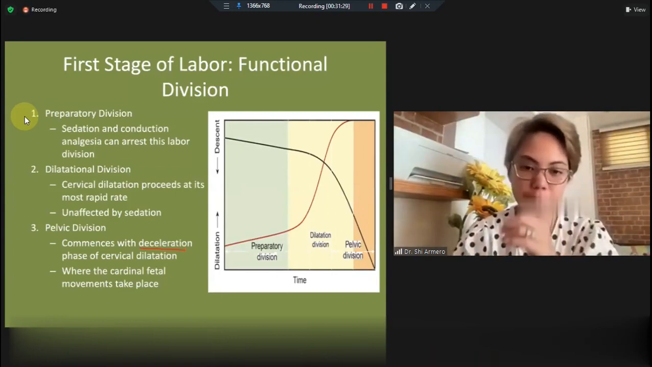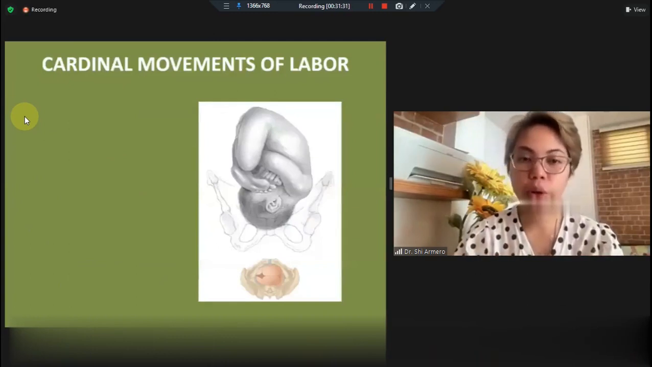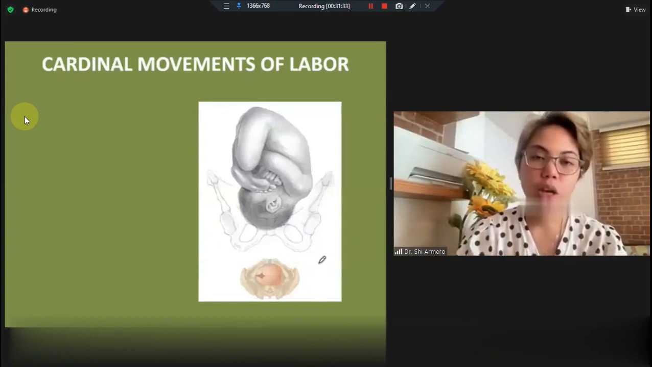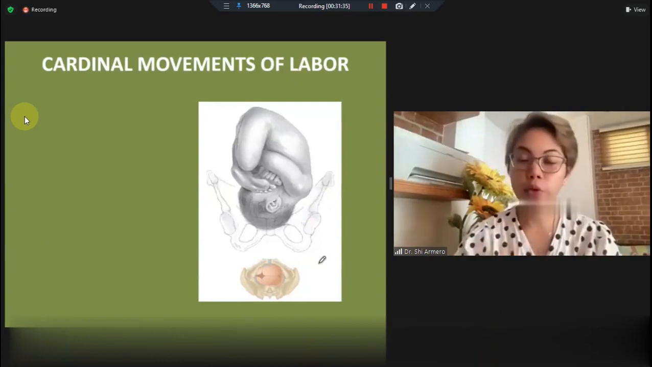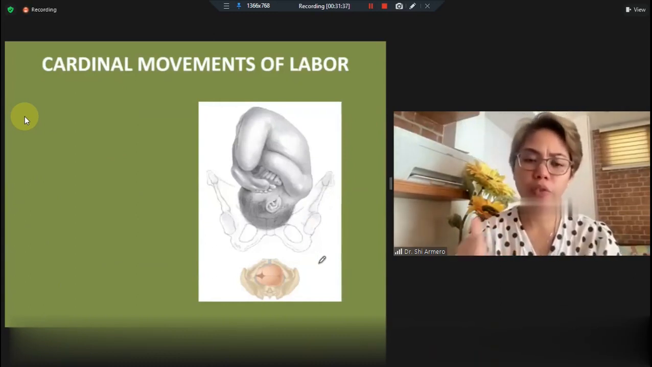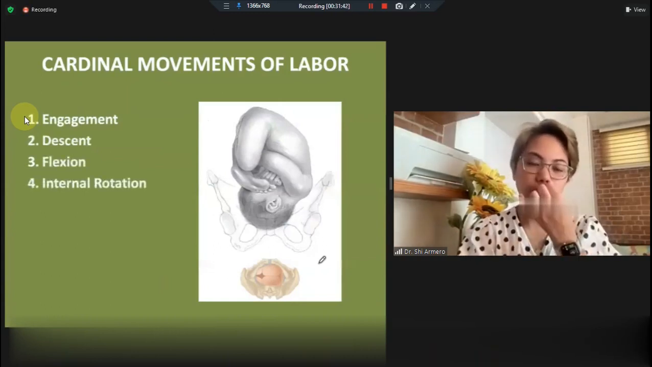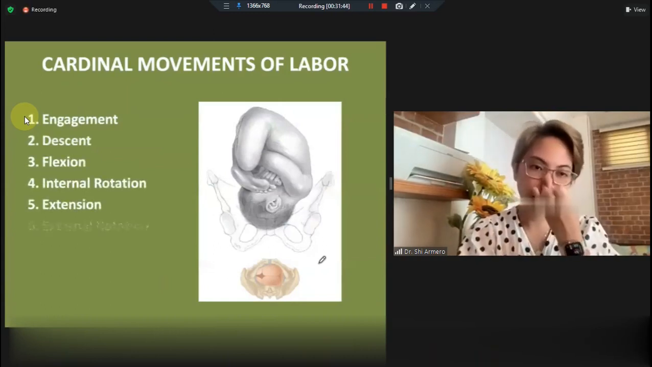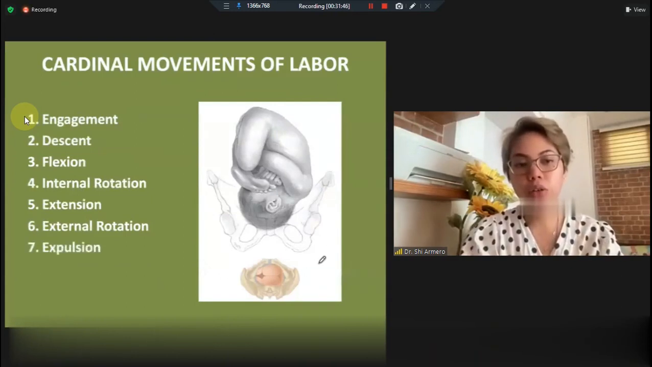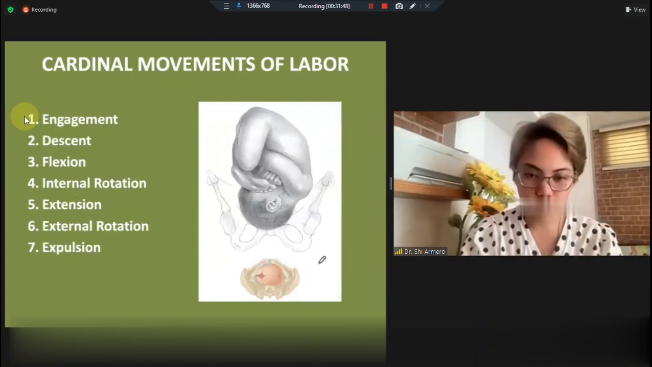So just keep that thought. Sige. Basta you know in the book it says 7 to 8 cm. So we proceed with cardinal movements of labor. I hope you still remember the Ed-Fire ere: engagement, descent, flexion, internal rotation, extension, external rotation, and expulsion.